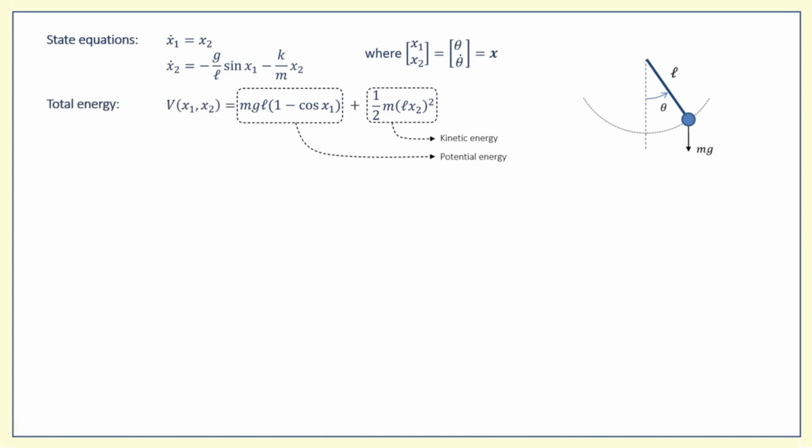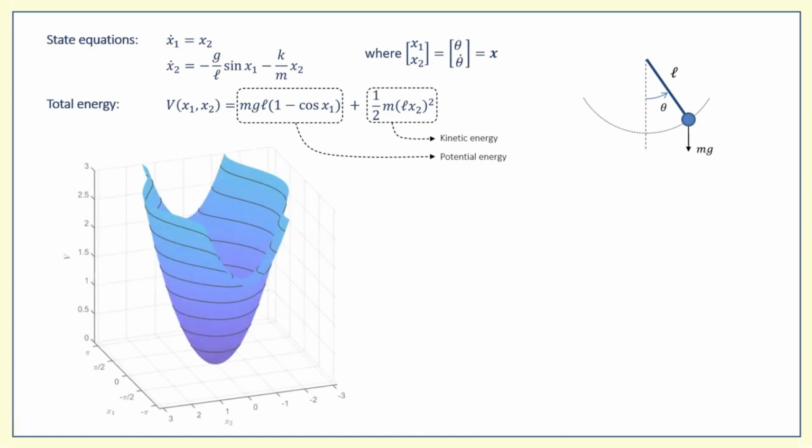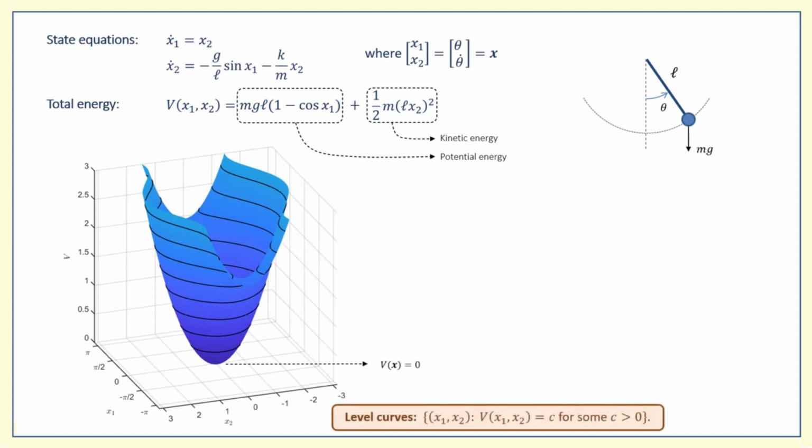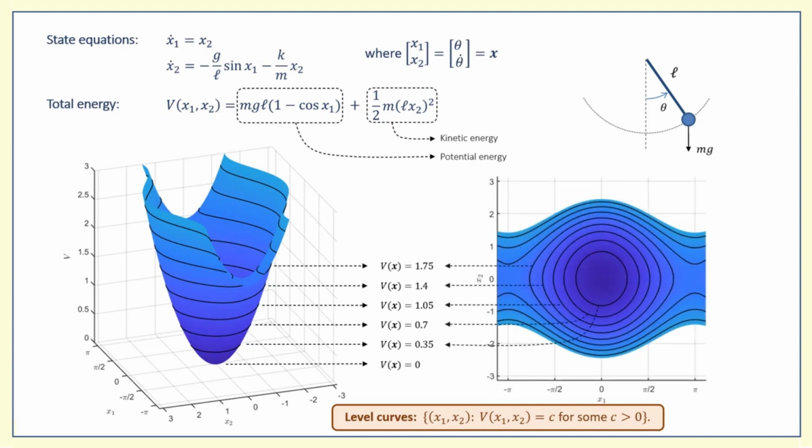A 3D plot of the energy of the pendulum is shown in figure 1 for different values of x1 and x2. The set of points which have the same energy are shown as black curves. They are called level curves or level surfaces, which are the set of all x1 and x2 such that V of x1, x2 equals c for different values of c. The second figure shows the level curves from another angle.